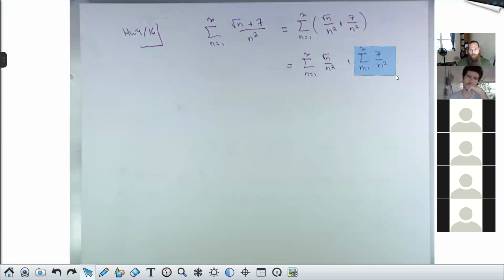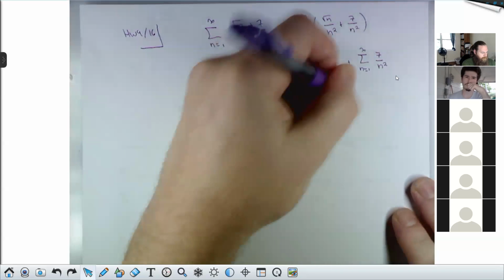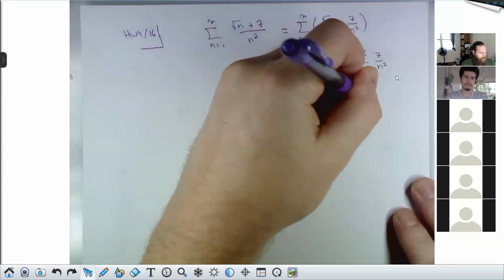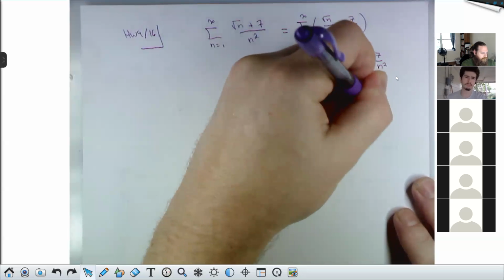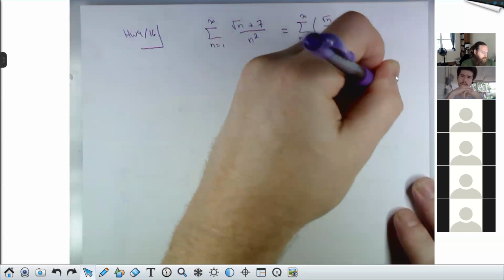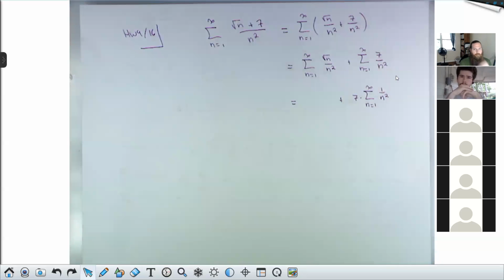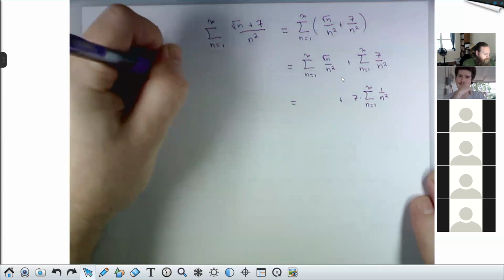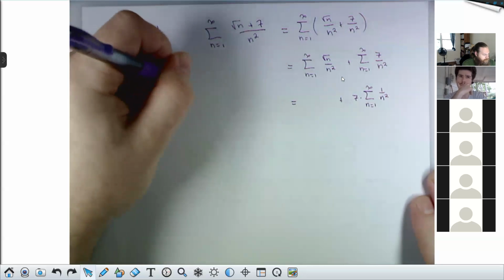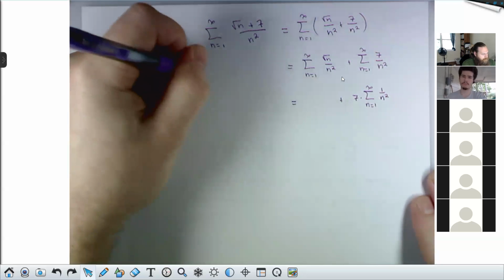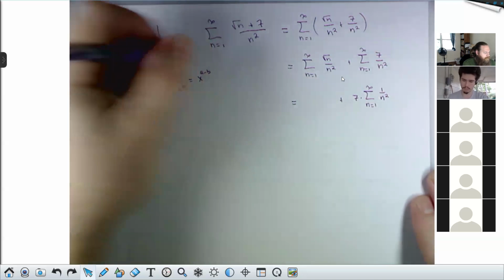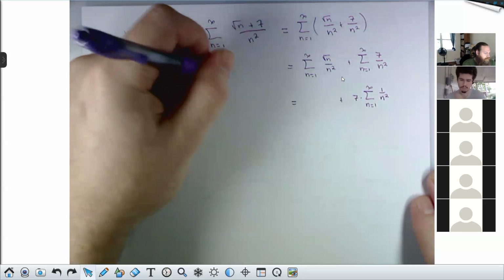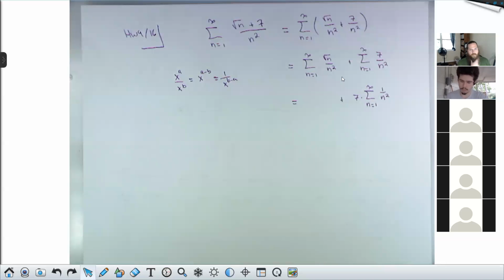You see right away that you can pop out that 7. So if I come down to my next line here, I see that this guy can be written as 7 times sigma n from 1 to infinity, 1 over n squared. The first guy just requires a little bit more rules for exponents. Remember, if you have x to the a over x to the b, that's the same as x to the a minus b, which is the same as 1 over x to the b minus a. Bunch of different ways to do it.